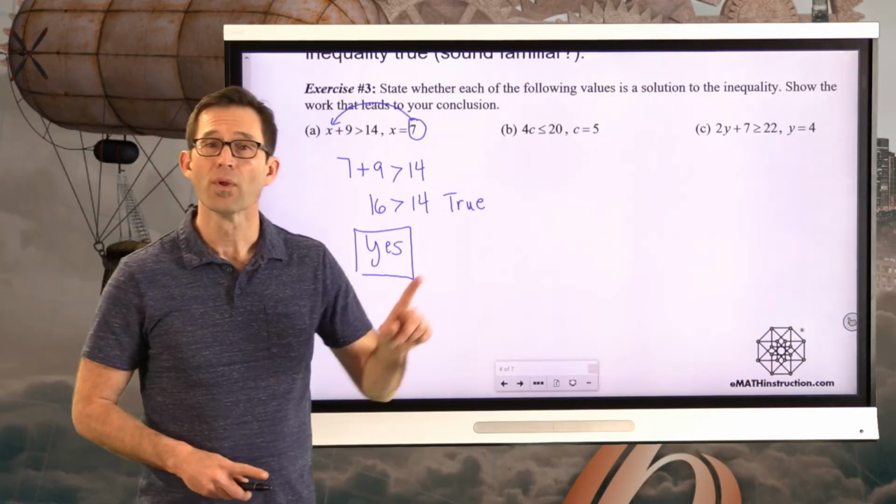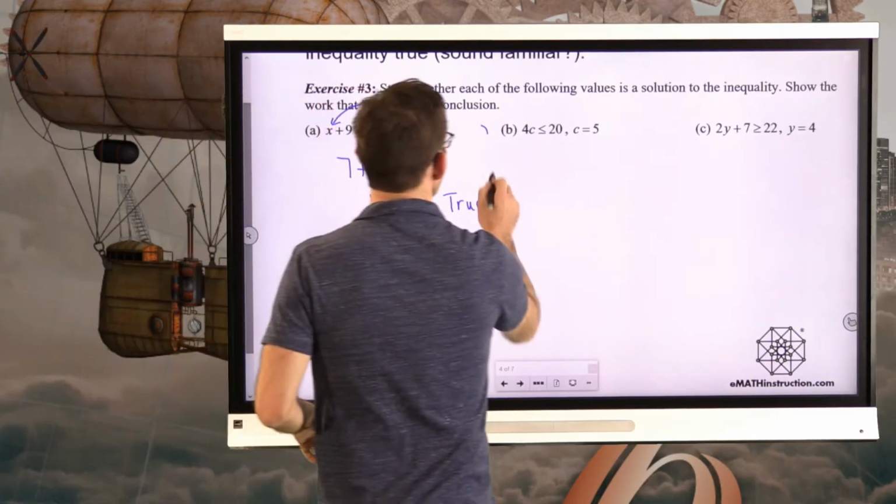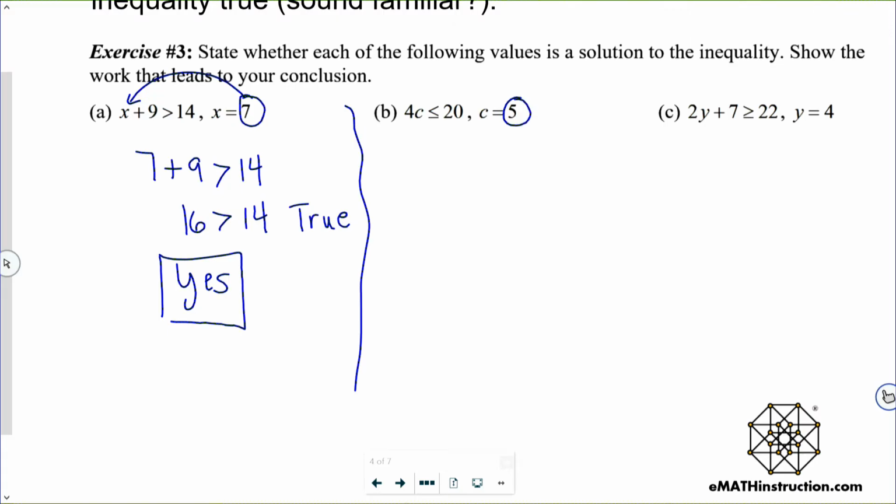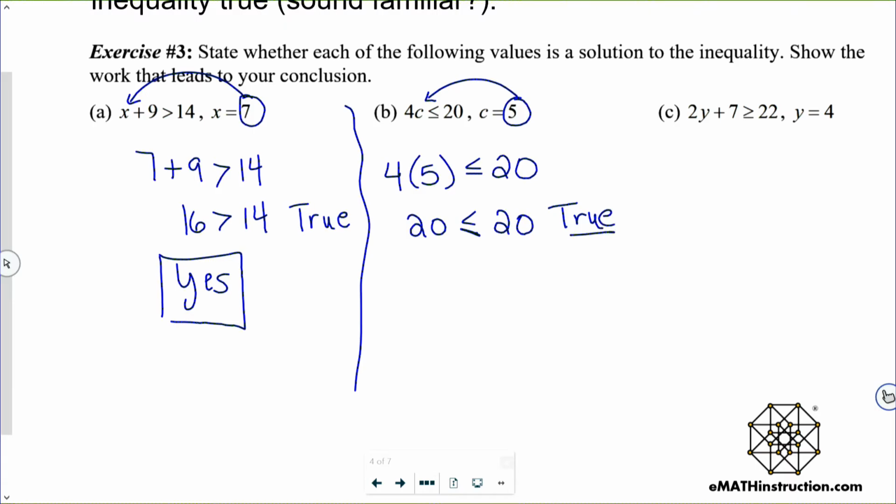All right, let's take a look. In letter B, we have 4 times c is less than or equal to 20. Let me put in 5 for c. 4 times 5 is 20. Is 20 less than or equal to 20? Yes, it certainly is because it's equal to 20. And therefore, yes, this is a solution to the inequality.